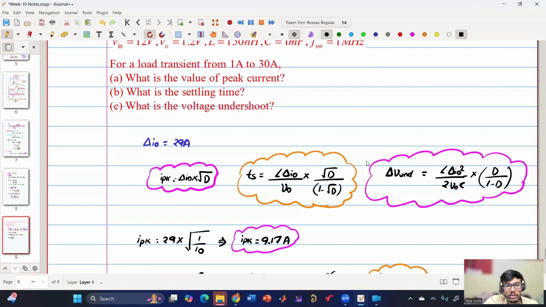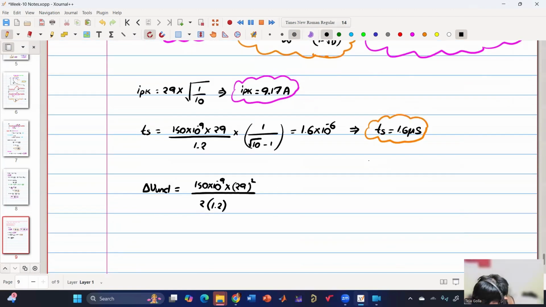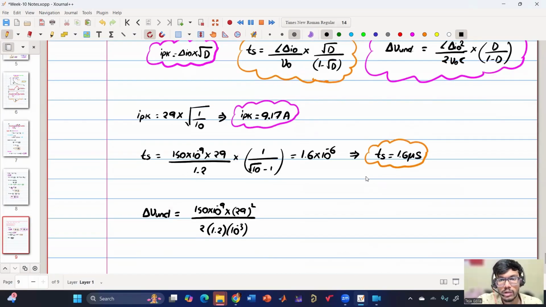1 millifarad, right? Which is 10 to the power minus 3 into d by 1 minus d. So it is 1 by 10 by 1 by 10 minus 1, I will get 1 by 10 minus 1. So if we calculate this, it will become 150 into 10 to the power minus 9 into 29 square by 2 into 1.2 into 10 to the power minus 3 into 9. So I'm getting 5.8 into 10 to the power minus 3.